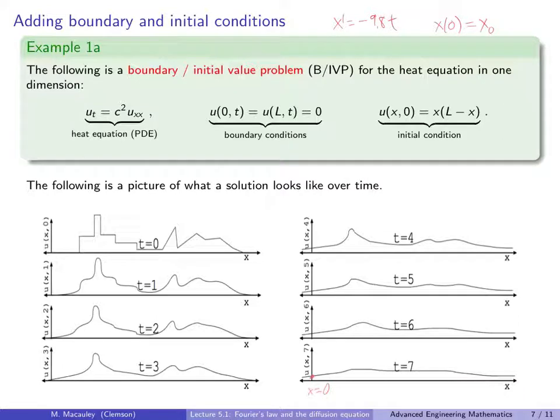solution. In contrast, if we have a second order equation like x double prime equals negative 9.8, then we need two initial conditions. We need x of 0 equals x naught, the initial position, and x prime of 0 equals, say, v naught, the initial velocity. So as before, for each derivative, we need an initial condition. Same thing here: for time derivatives, initial conditions. Spatial derivatives, boundary conditions.